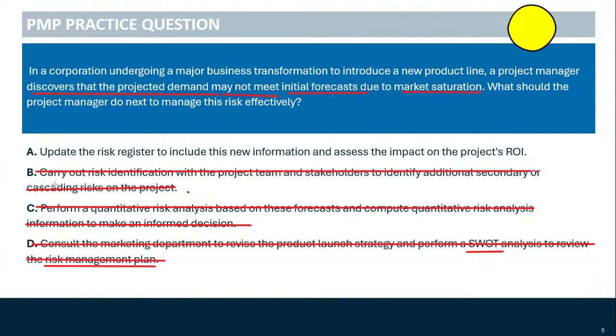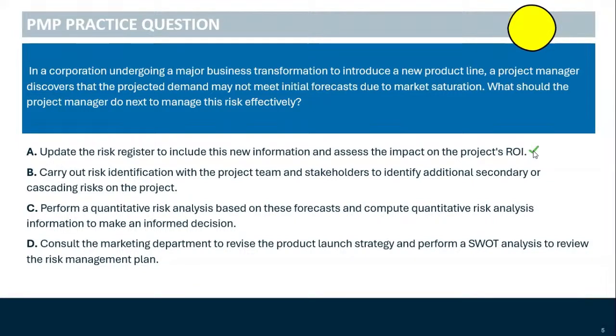We're going to get into A. What does it say? Update the risk register. Nothing wrong in that. To include this new information, nothing wrong in that. And assess the impact on the project's ROI. Well, it helps to know what is at stake. It helps to know how severe this risk is, juxtaposing it with the current understanding of our ROI. If it significantly impacts the ROI, then we know what to do, right? So we shouldn't be presumptuous. Not meet initial forecasts due to market saturation is a wide net that we need to analyze further. So the best option that is not presumptuous and does not contain incorrect information is option A.